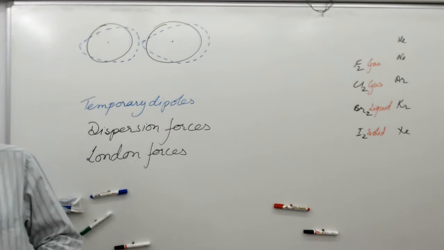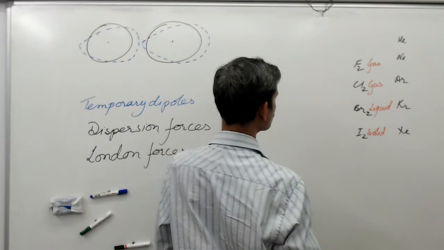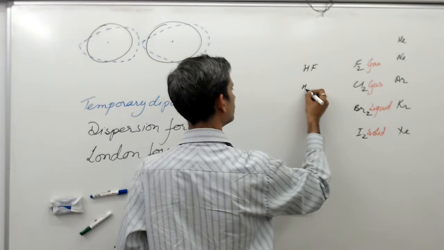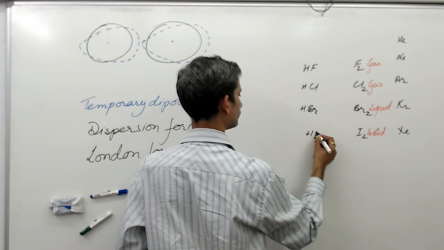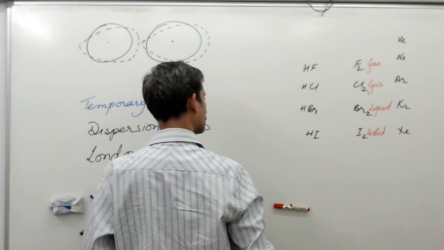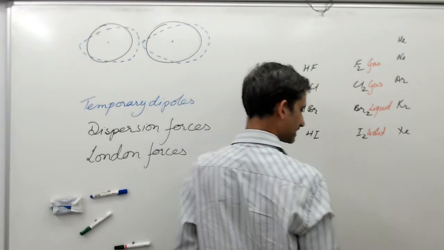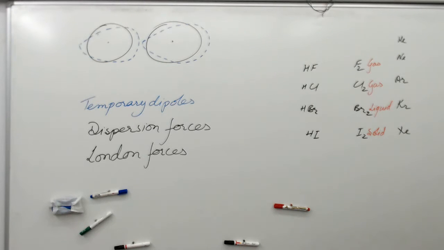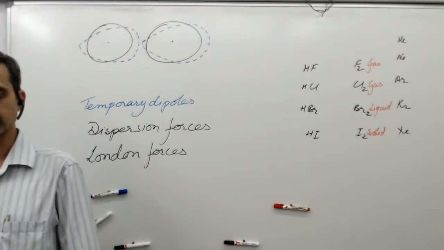Now, let's get along with some important questions. We have HF, HCl, HBr, and HI. What could you say about the melting and boiling point trend of these? Which is going to have the highest melting and boiling point, and which is going to have the least? Sir, HI should have the highest and HF the least. The problem is HF has the highest.